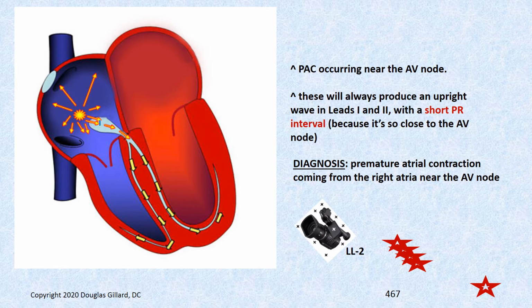So maybe it came like this. Maybe it was right here in the middle of the atria. Limb lead 2 is watching, so the atrial wave is heading right for it. So it draws a positive upright wave. Good. Diagnosis: premature atrial contraction, or complex, coming from the right atria.